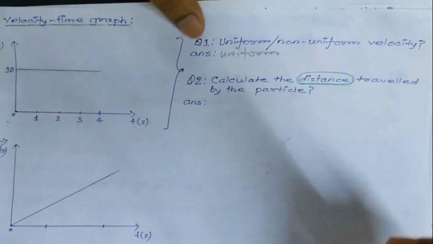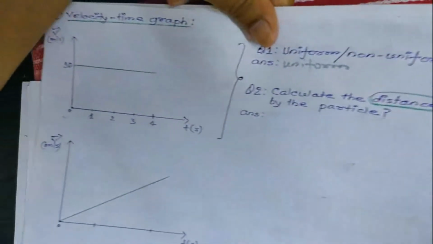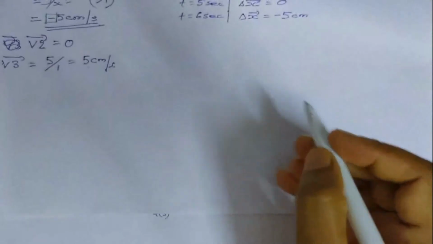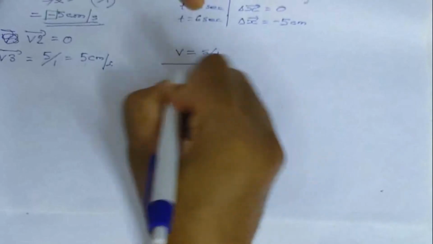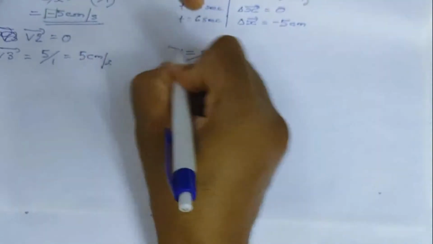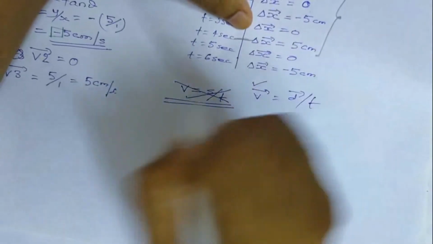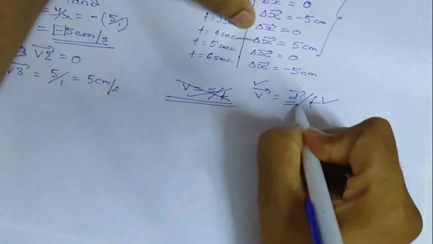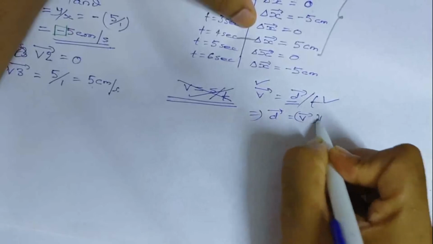Fine. Can we calculate the distance traveled by the particle? See, before we go for calculating distance, let me tell you one thing. You know what is speed, distance by time, or say, leave it, velocity, displacement by time. We have given this, so we can calculate this. This is very easy. What will the formula of displacement? It will be velocity into time. It is as simple as that.